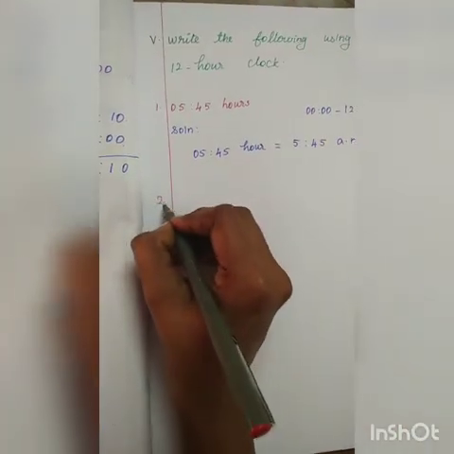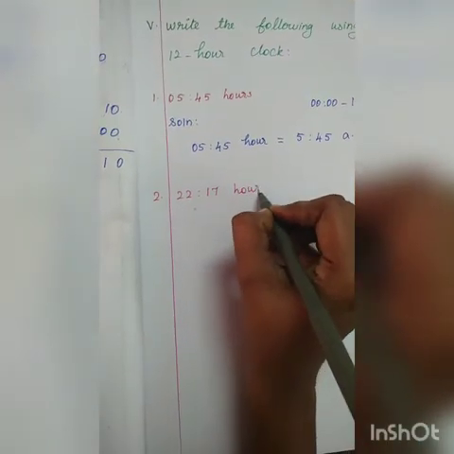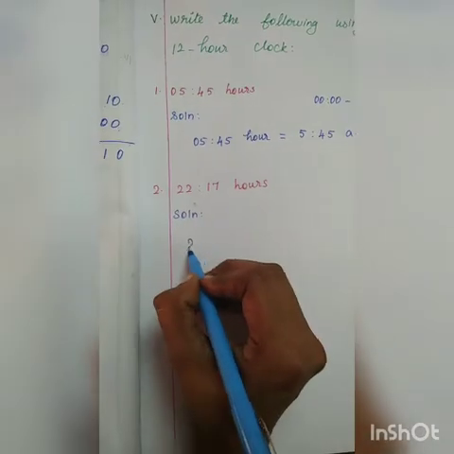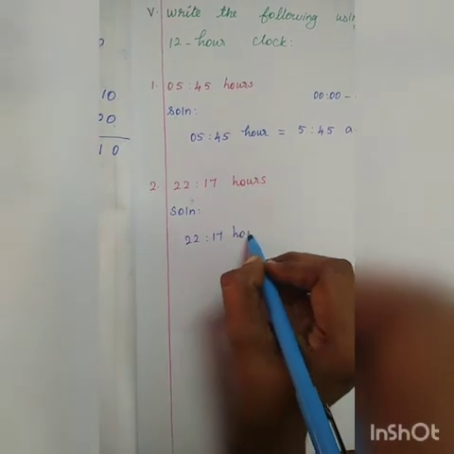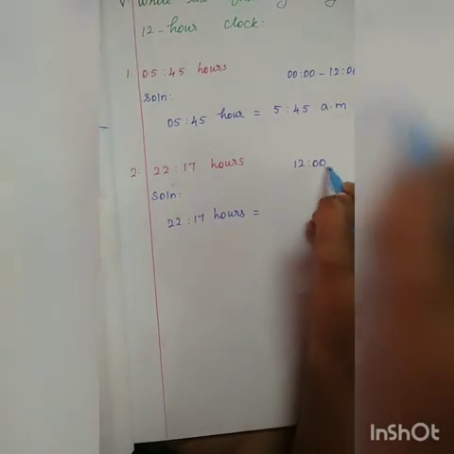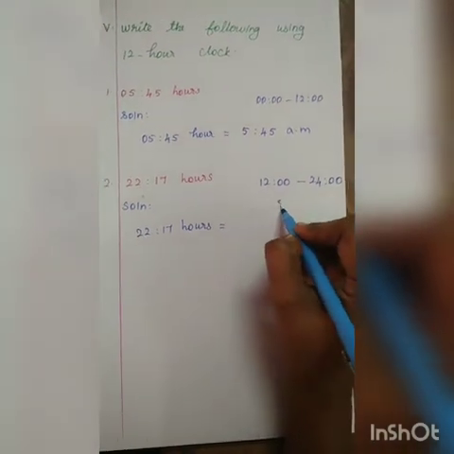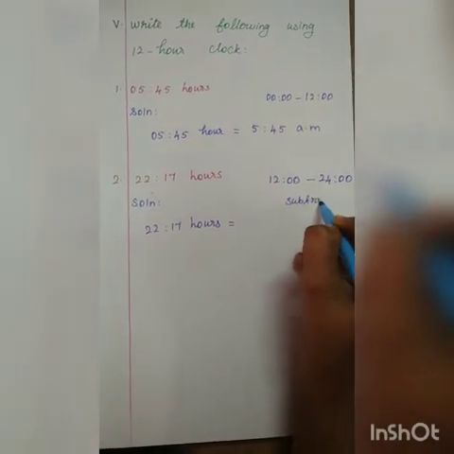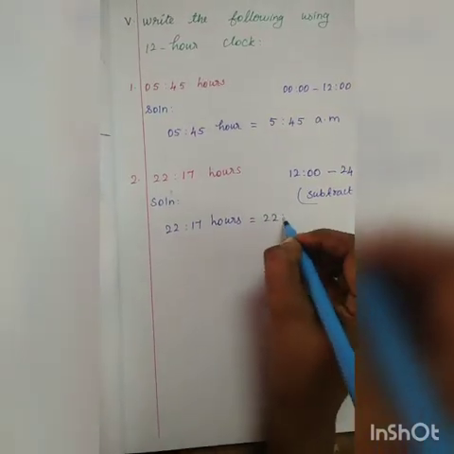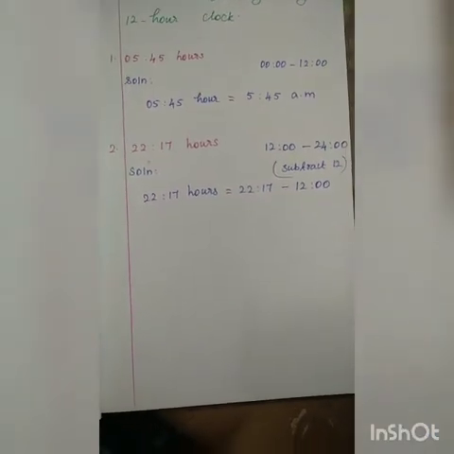Then second problem: 22:17 hours. Solution: you see the time interval is 12 hours to 24 hours, so you subtract 12. So 22:17 minus 12.